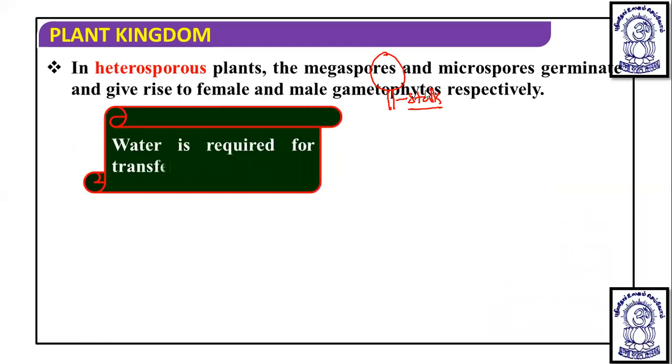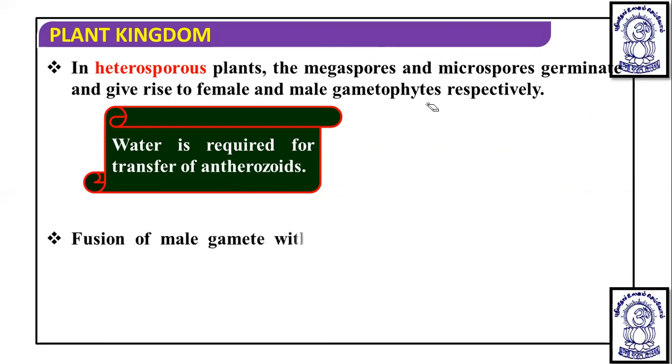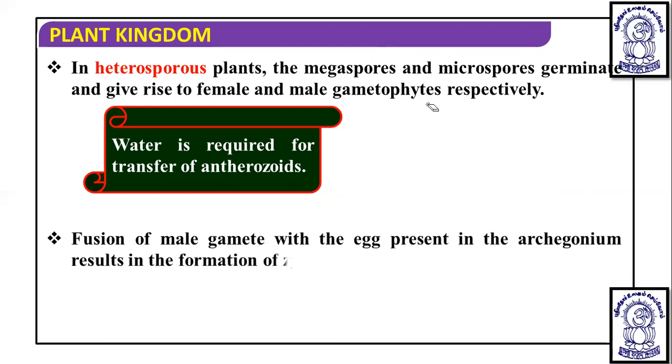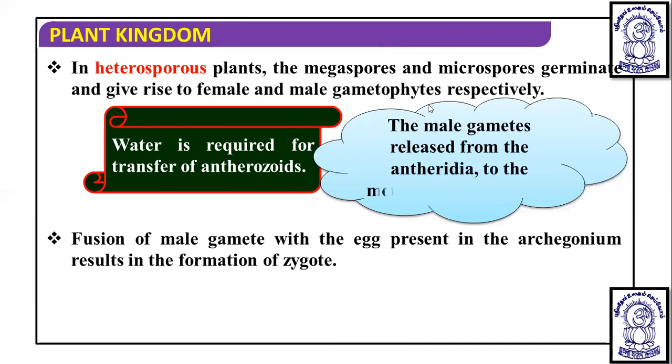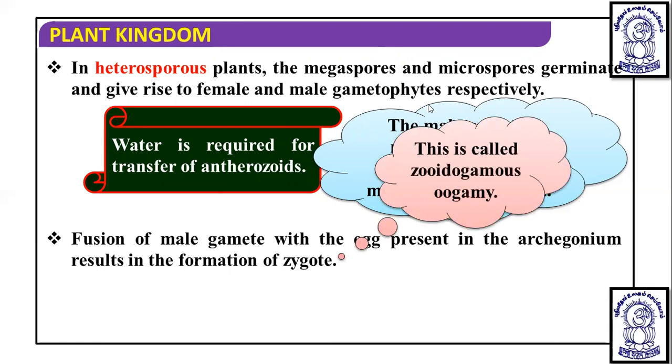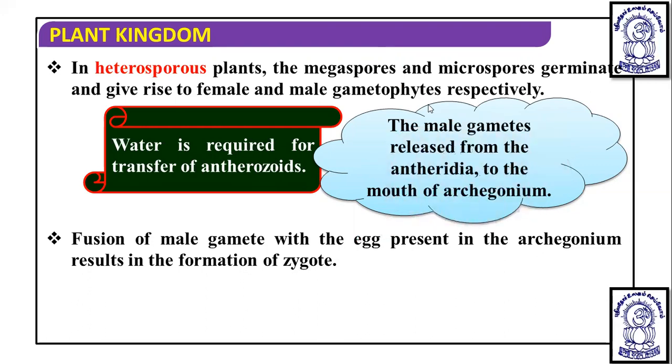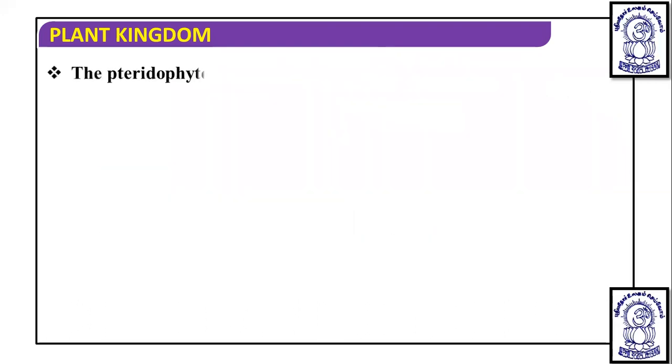Multicellular and jacketed sex organs are found in both bryophytes and pteridophytes. So in heterosporous plants, the megaspore and microspore germinate to form the female and male gametophyte respectively, and water is required for the transfer of antherozoids, which we have also discussed. The male gamete fuses with the egg present in the archegonium and forms a zygote. The male gametes are released from the antheridium and reach the mouth of the archegonium, and this fertilization is called zoidiogamy due to the need of water for fertilization.